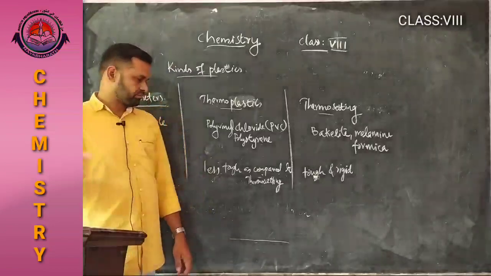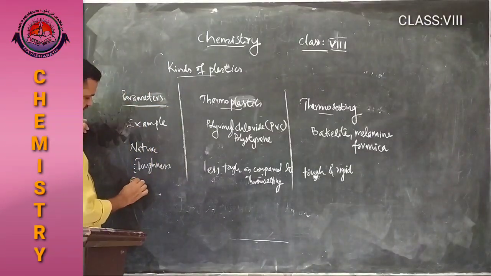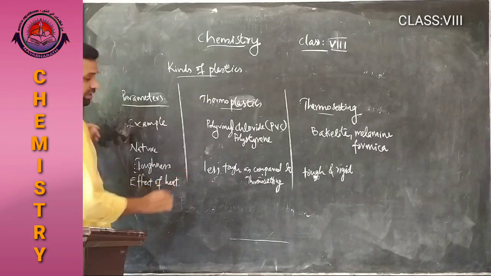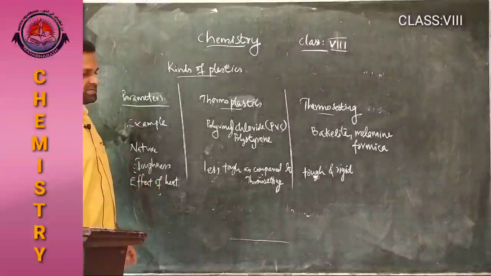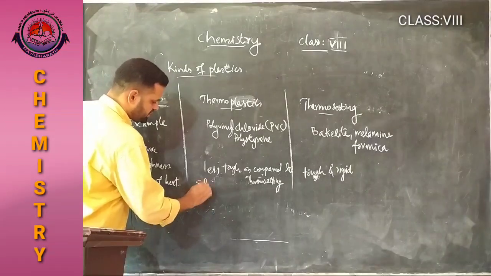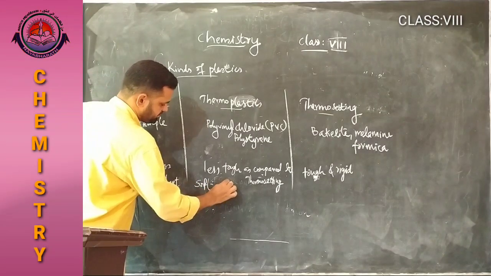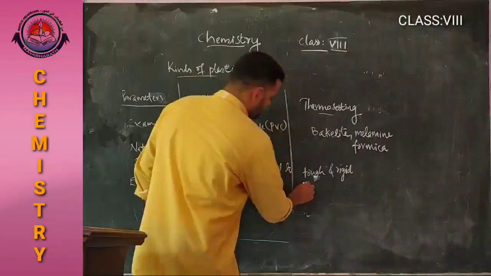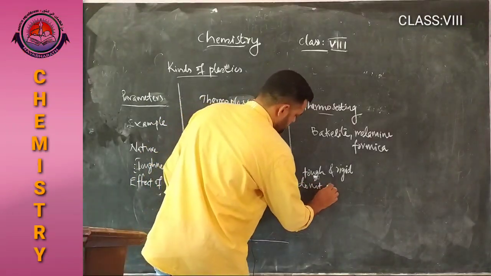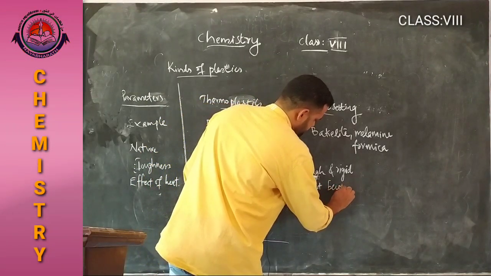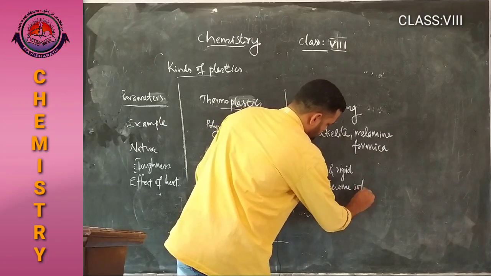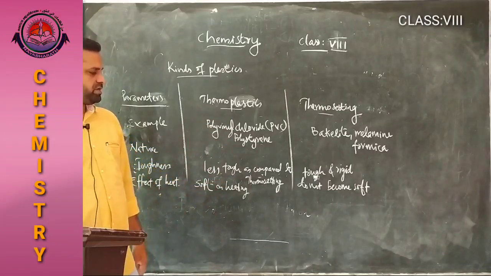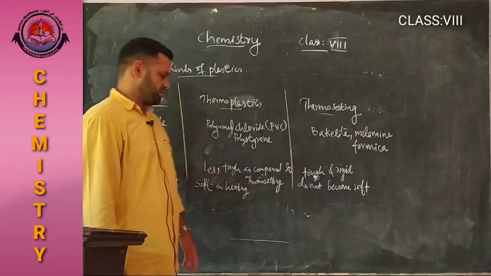Then the effect of heat. What is the effect of heat on thermoplastics? They become soft on heating. But what about thermosetting plastics? They do not become soft on heating. So thermoplastics become soft on heating, but thermosetting plastics do not.